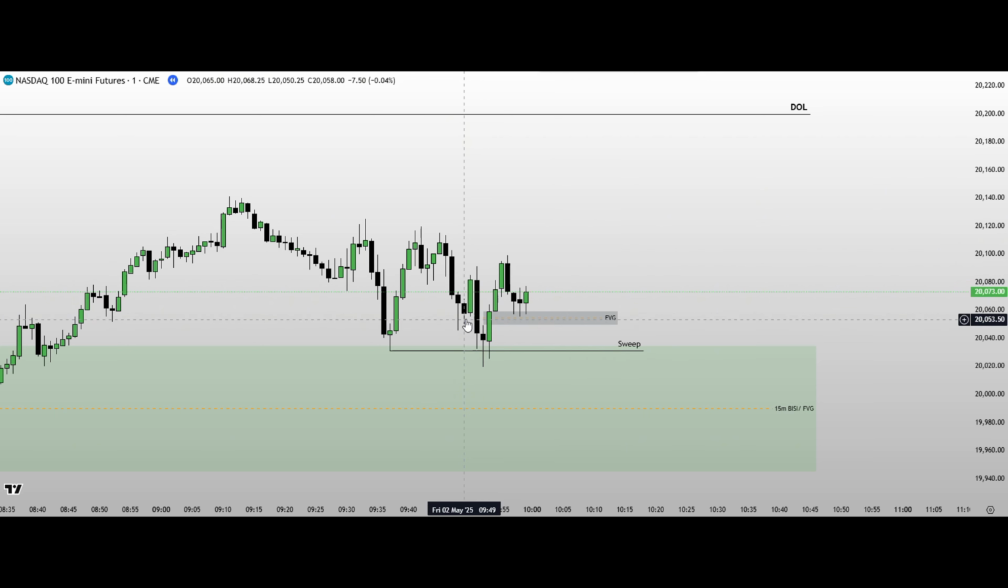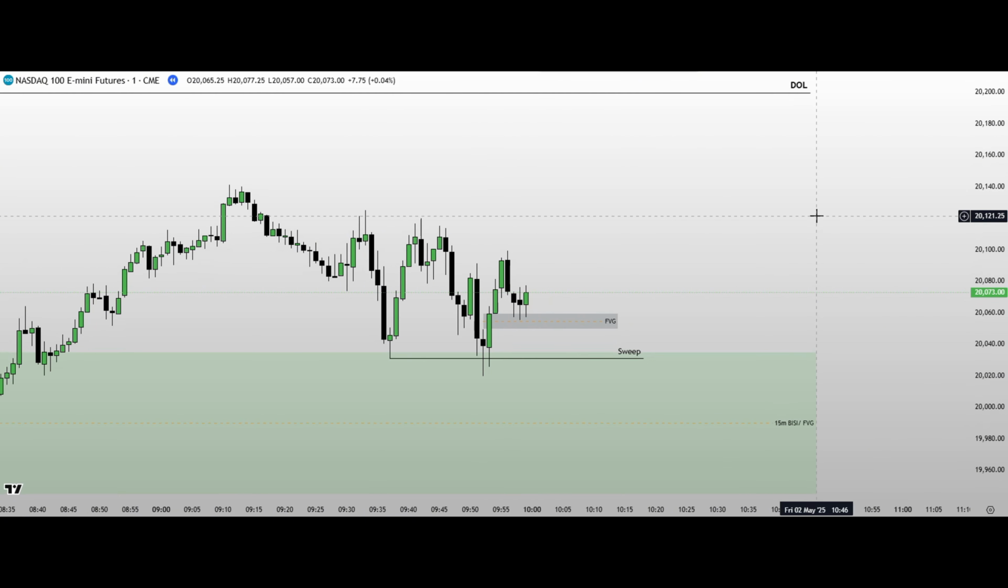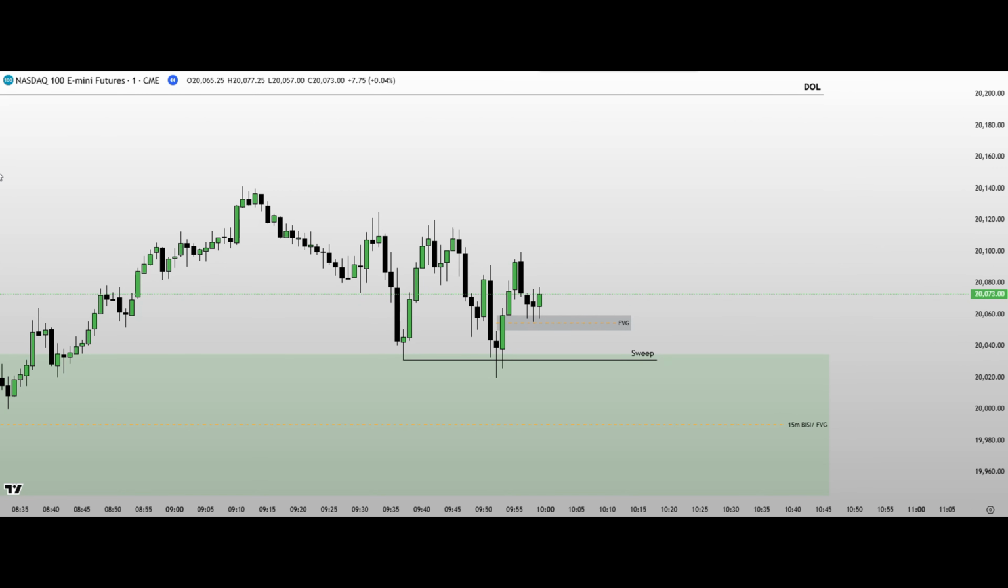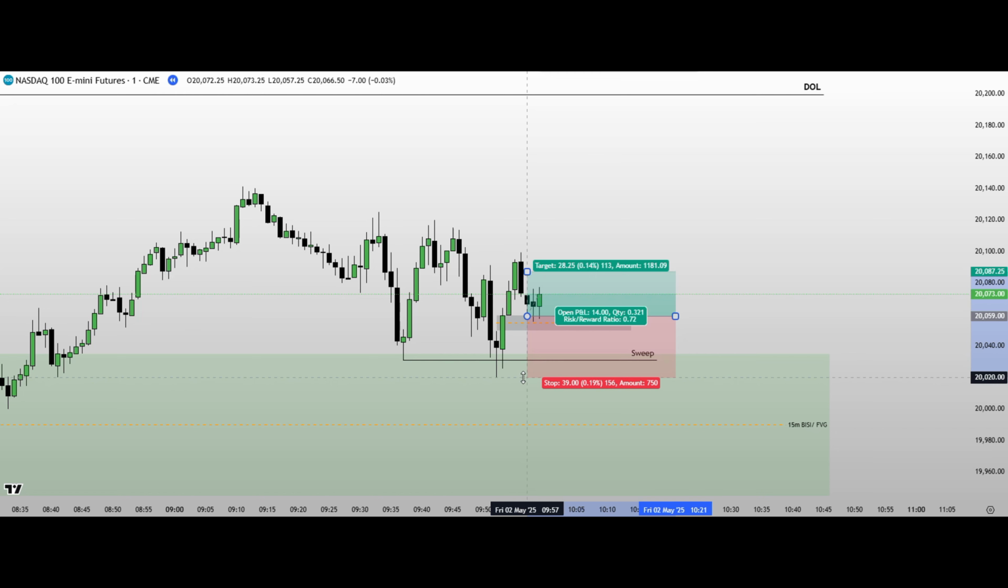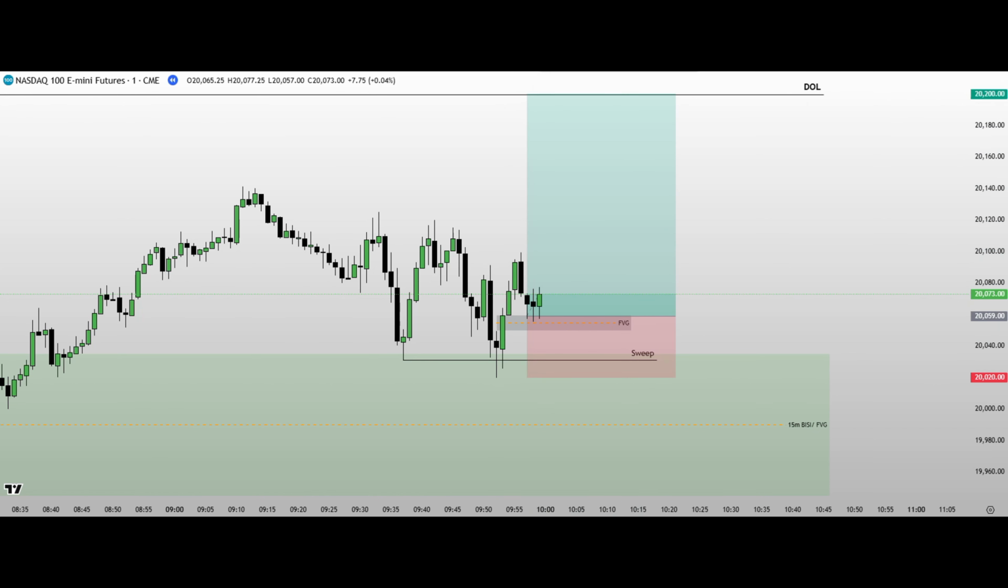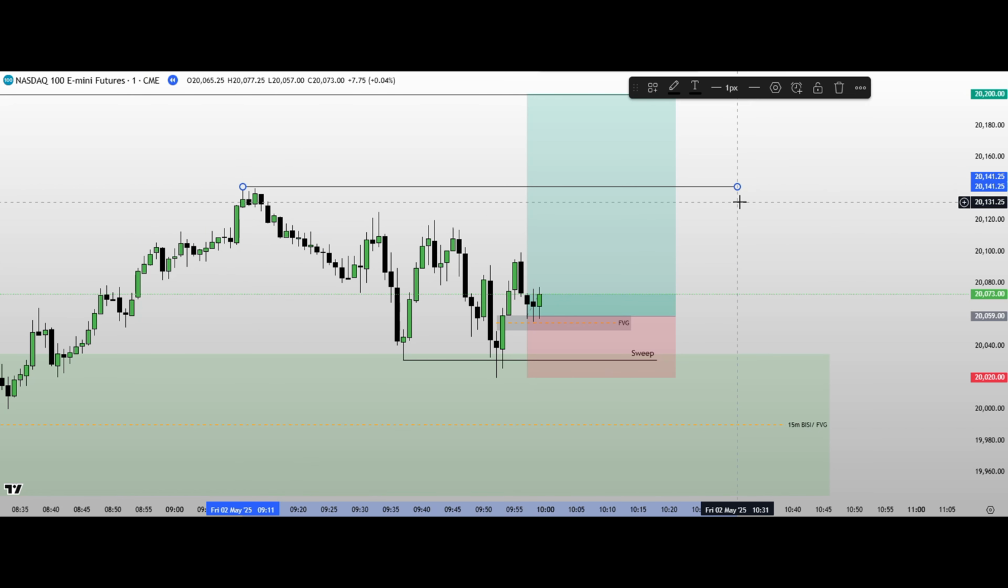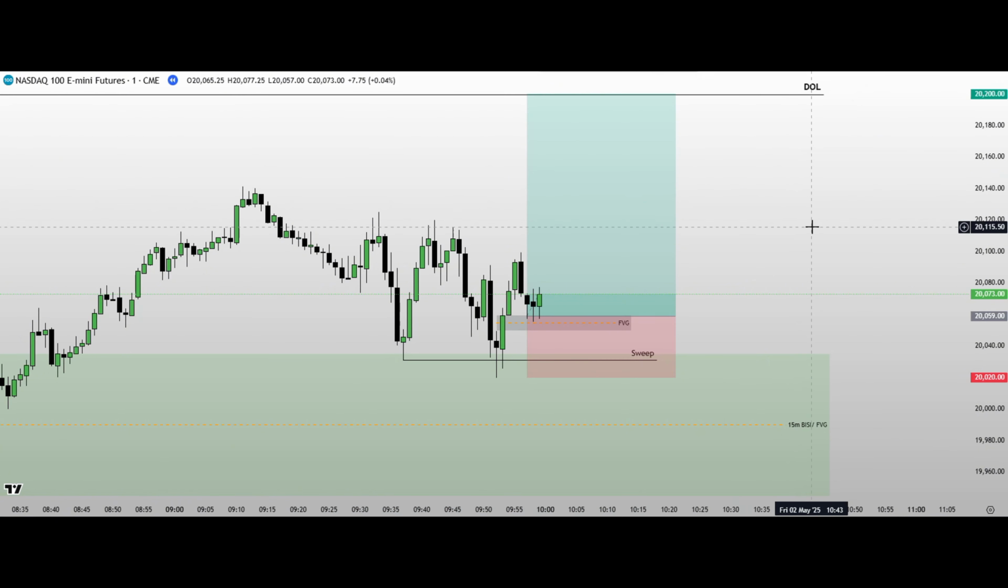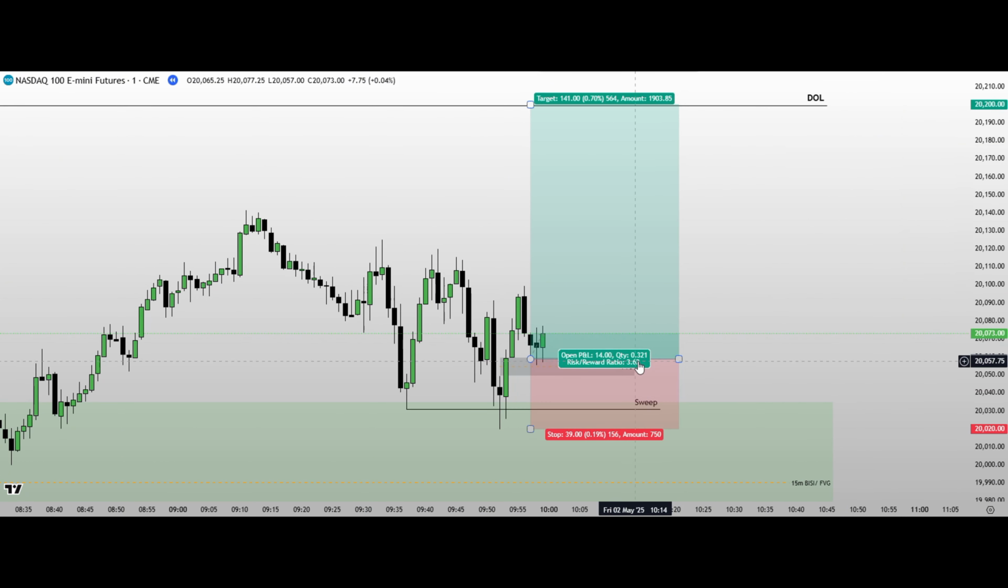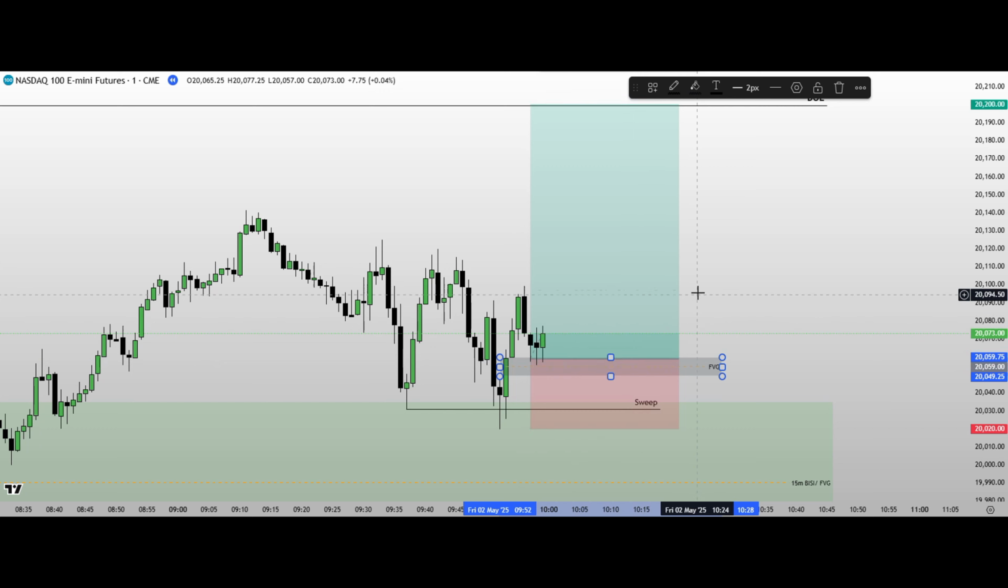We form a breaker right here that you can enter upon, forms another fair value gap, inverse fair value gap right here. So again, even the 1 minute is consistent with how price is delivering. You get that retest of that fair value gap right here. You can enter off that, stop below the low, target that draw on liquidity. You can take partials at the 50-minute buy side liquidity level if you'd like, or you can ride it to your projected draw on liquidity.